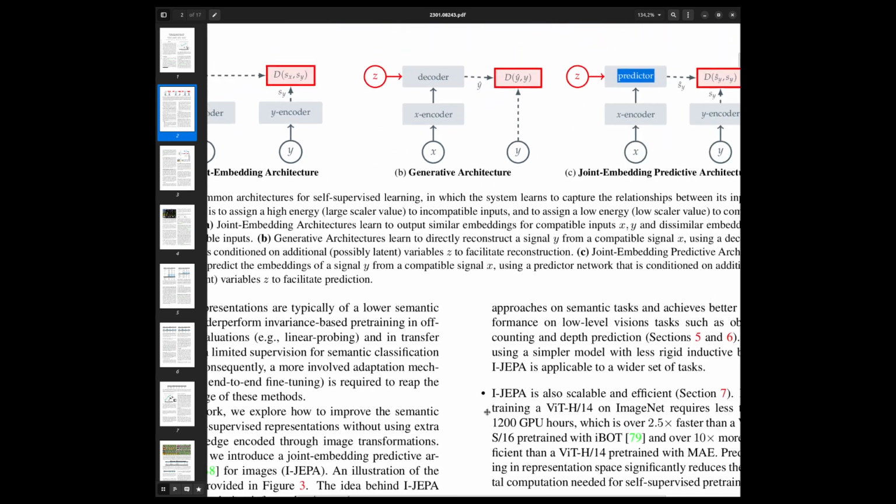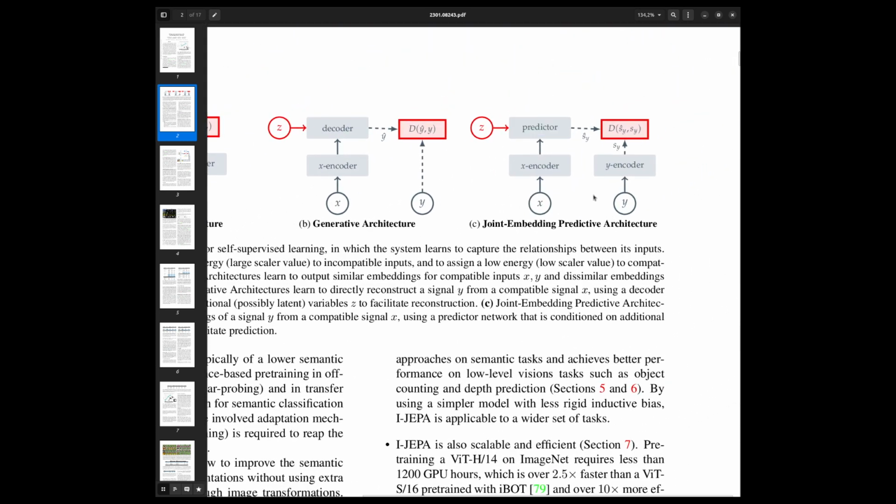So is y text or is x text? Which is linguistic? There must be two, no? Joint embedding: one is image and one must be text. No, I think they are both images. Yeah, they're both images. X and Y are the same image, but X is part of the image, and Y is another part of the image.